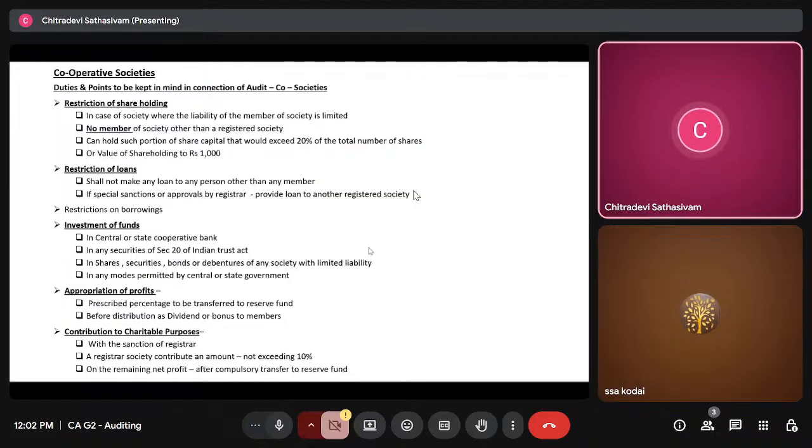Whatever you do in terms of appropriation, the first thing is the prescribed percentage has to go to the reserve fund. And then on the remaining fund, you can distribute the dividend to members. But before that, if any contribution is to be made to charitable purposes, on the remaining fund you should not exceed 10%. And after giving the contribution to charitable purposes, whatever money is left can be distributed as dividend or bonus to members. Okay. So this is how it works out. These are the points to be kept in mind. And again, if it is a 4 mark question, you have to give a detailed explanation.